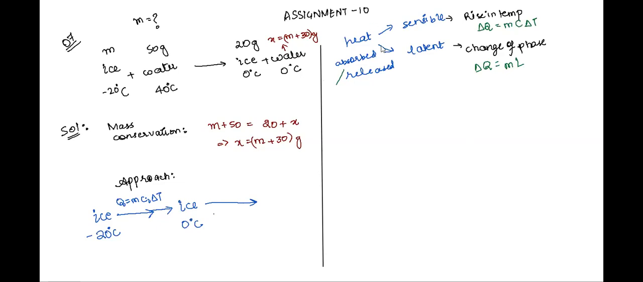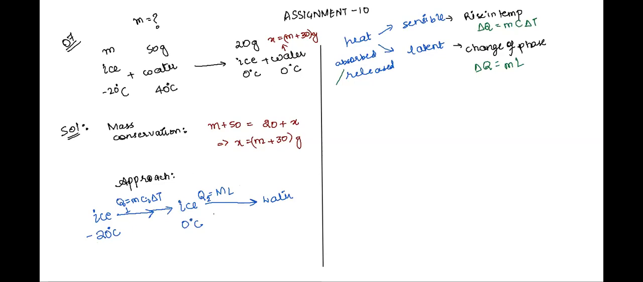Now, according to this definition, initially there is a rise of temperature in ice from -20 to 0. Then there should be a phase change, and the phase change should be in a way that this ice should melt in order to form water, right? So let's say this was Q1 and this should be Q2, correct?